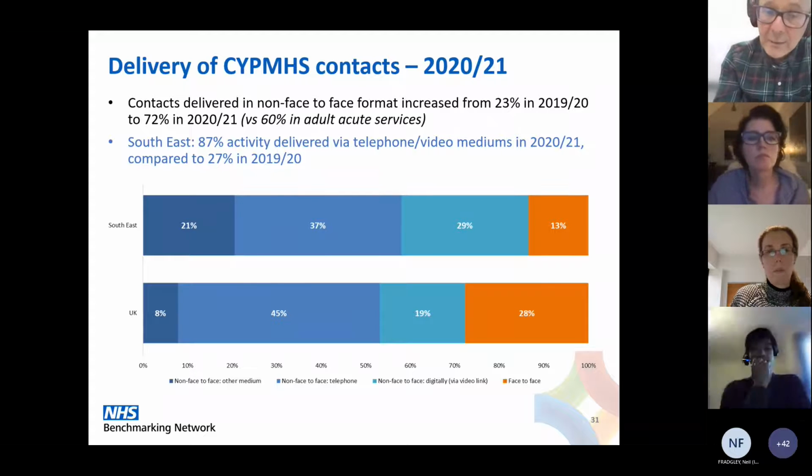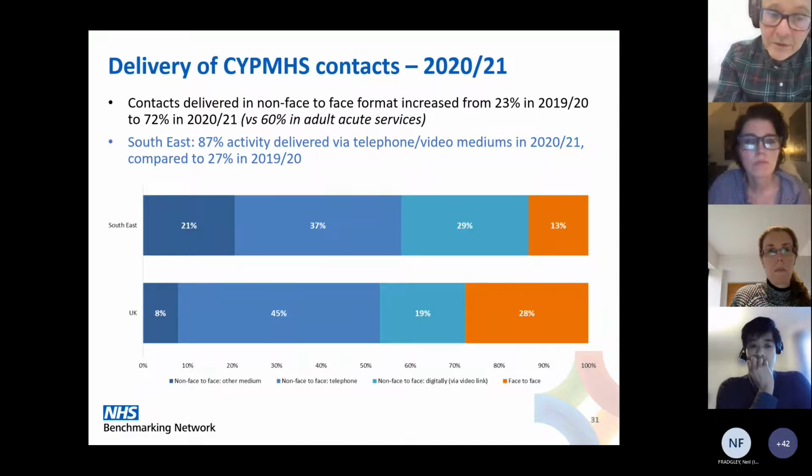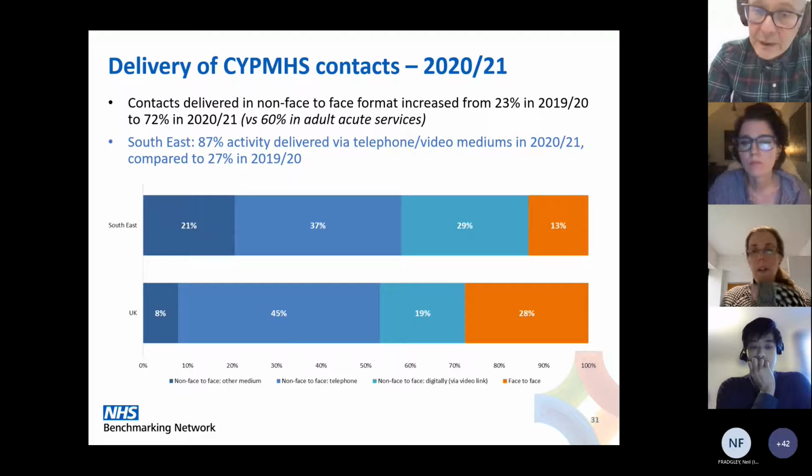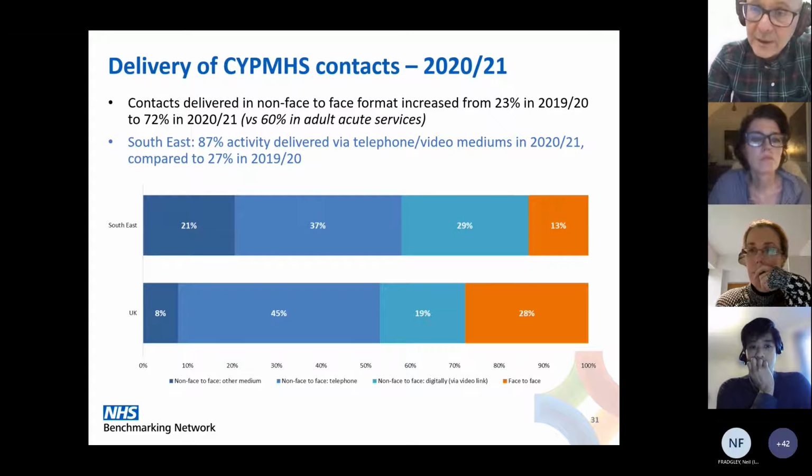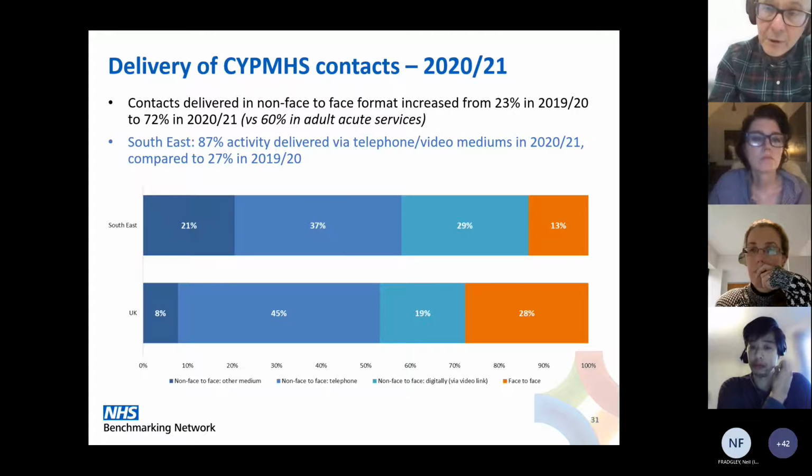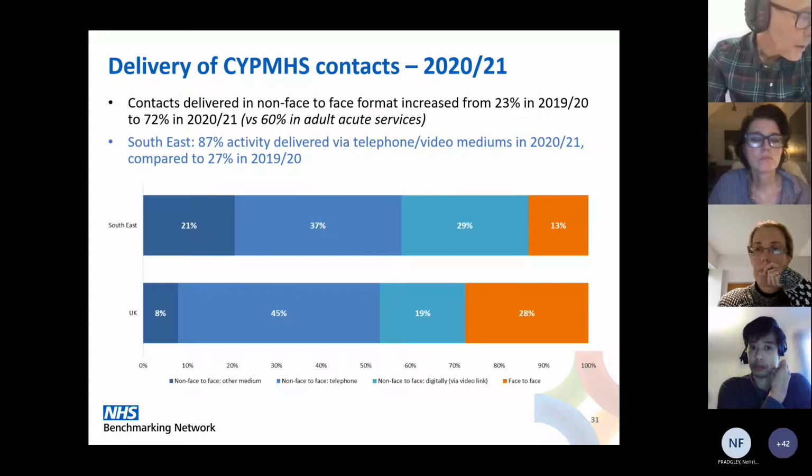Digital was a big chunk, 19% nationally. Telephone, 45%. And then we have this non-specified additional virtual mediums. Look at the southeast. So not a lot of face-to-face care took place last year, just 13%. So we're looking at something like 1 in 8 contacts was face-to-face last year. 29% was digital, so a great embracing of digital across the region. 37% was phone and 21% non-specified virtual. So I think we can look at the digital in a bit more detail on the next one.